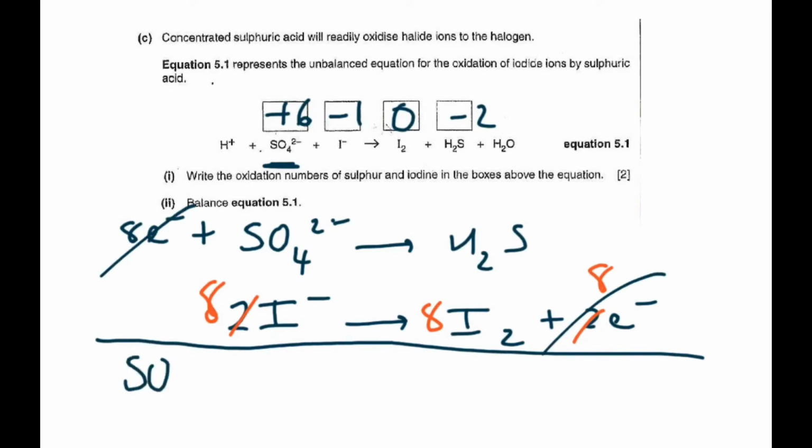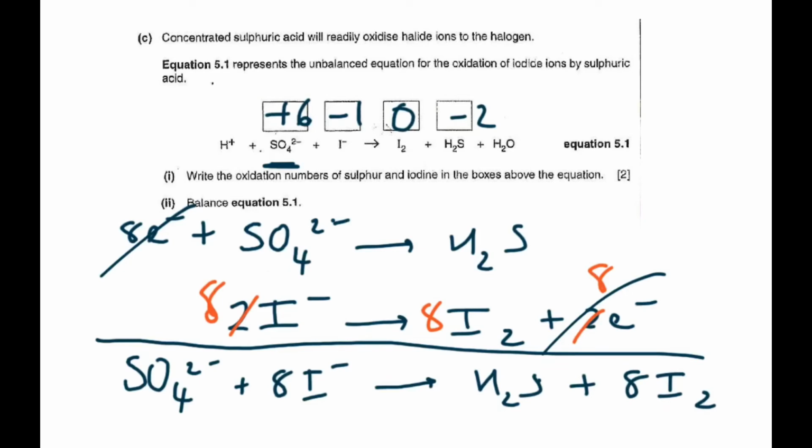So we've got SO4 2 minus plus 8I minus goes to H2S plus 8I2. What's the total charge on the left? The total charge on the left is minus 10. Total charge on the right is 0. They're not equal to each other. We've not used the H plus yet. Can you see we're going to need 10 H pluses? And don't forget, there's already 2 hydrogens there. So we're only going to need 4 waters.